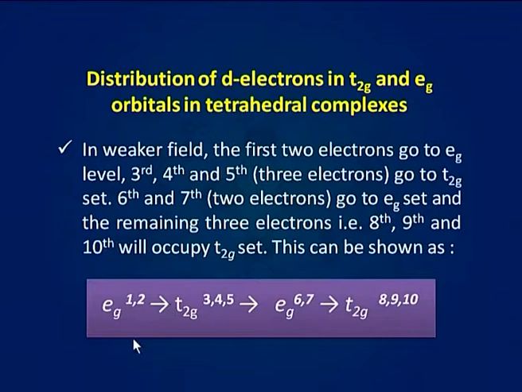This can be shown as first and second electron in EG set, then third, fourth and fifth in T2G set, sixth and seventh in EG, and after that 8th, 9th and 10th in T2G set. The second case is when the ligands are stronger.